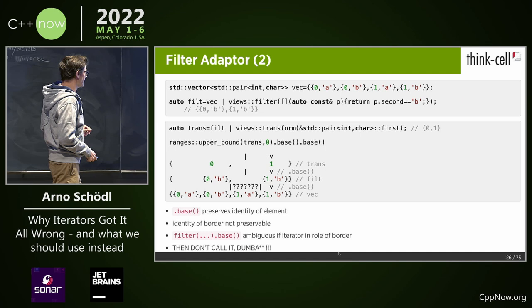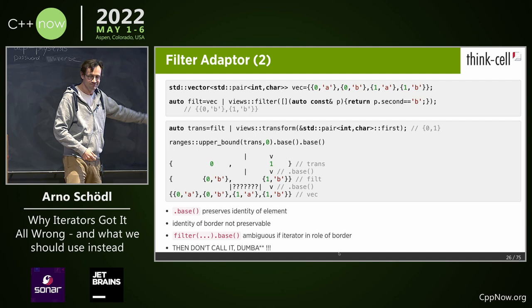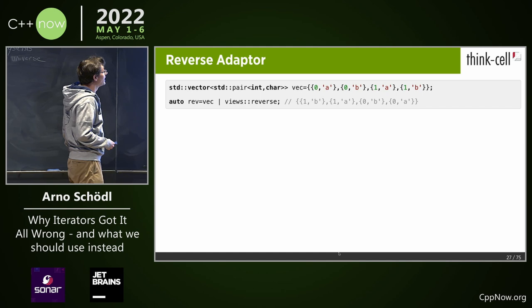So then don't do this. Right. It's a little bit like, okay, don't expect from an iterator what you shouldn't expect. Right. I mean, it's your fault. Right. You can make that argument. Okay. Let's look at reverse, and play the same game.